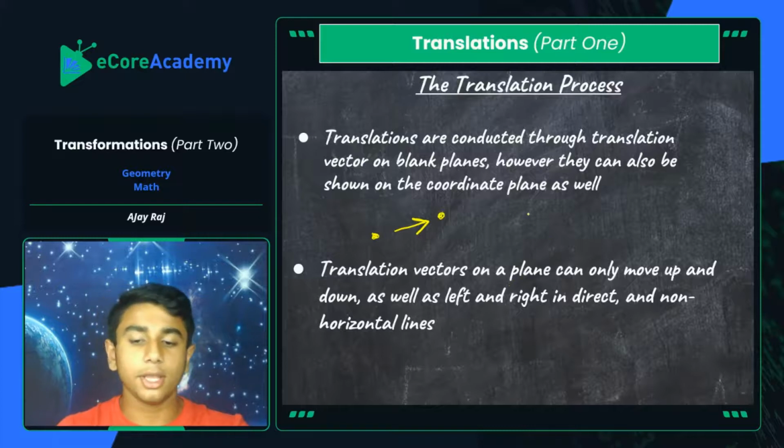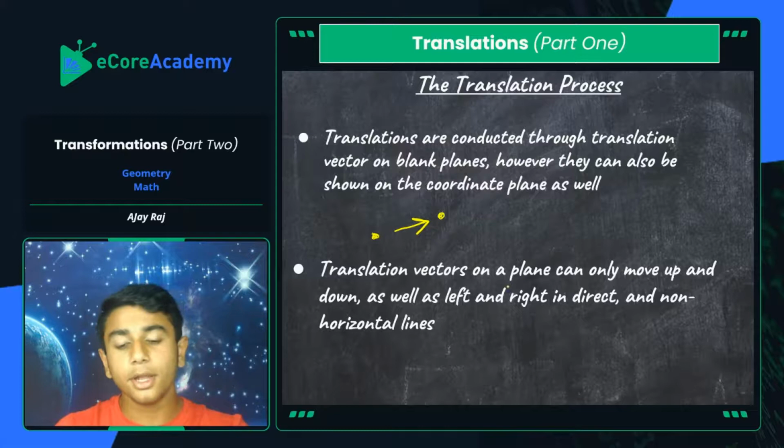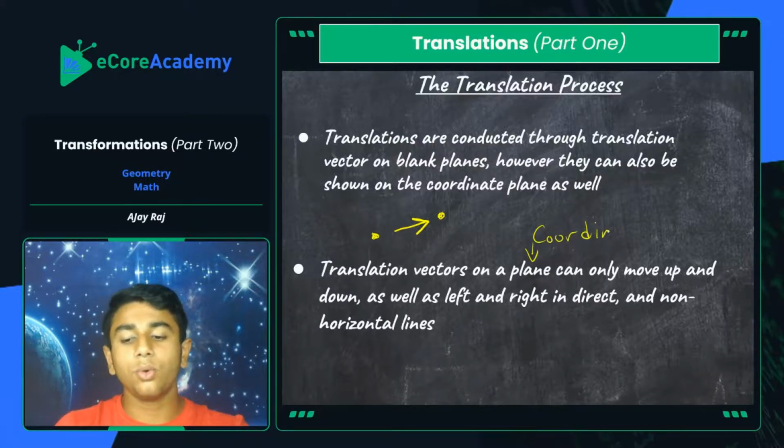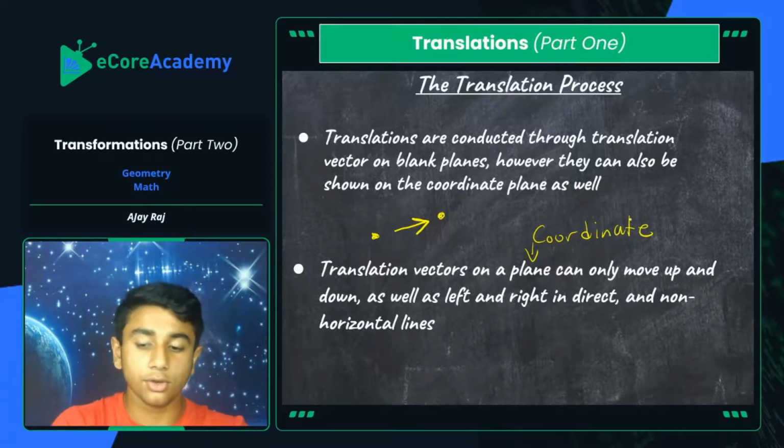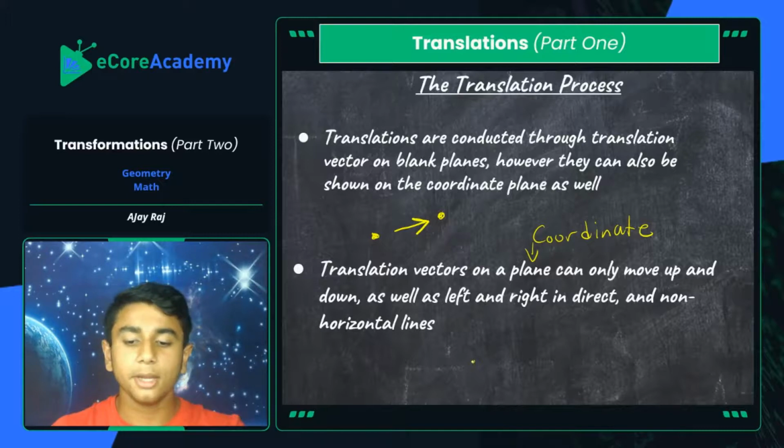And that's only on a blank plane. So remember, a blank plane is not on a coordinate plane with specified points. Translation vectors on a coordinate plane can only move up and down, as well as left and right. What I'm saying is, on a blank plane, you can just move in any direction that you want.